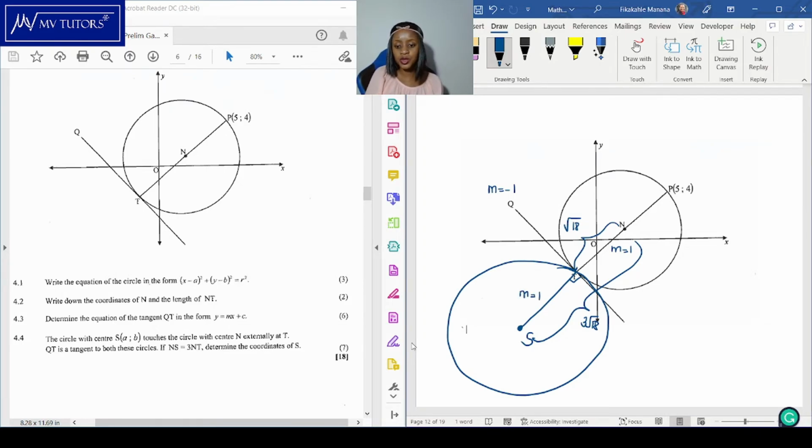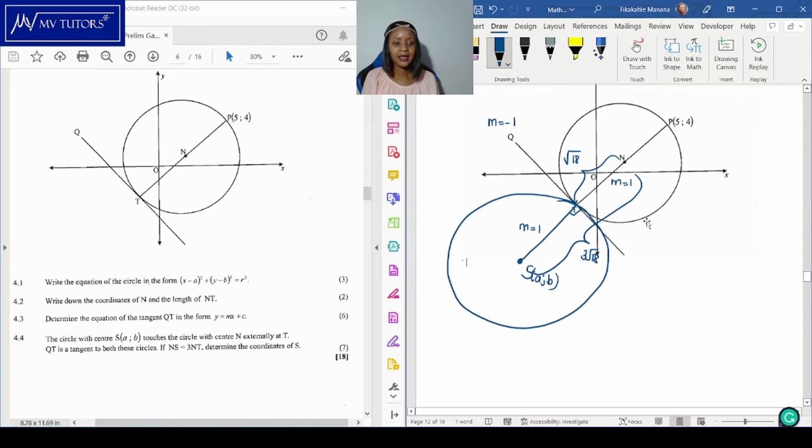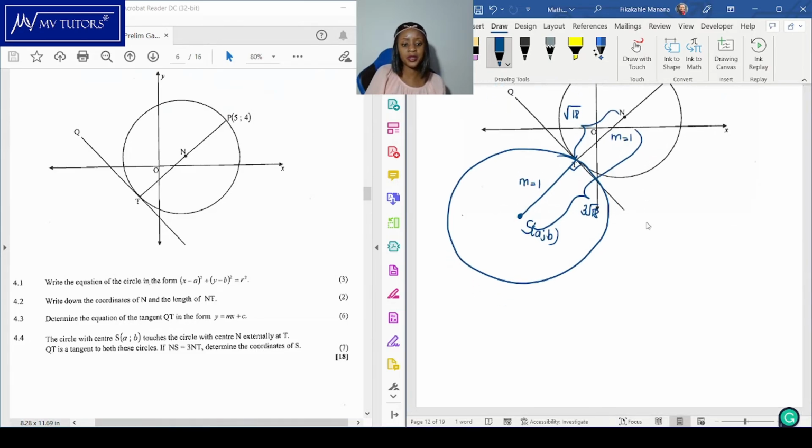So how are we going to determine the coordinates of S? How are we going to get a and b? Let's see, we have 2 unknowns, so we're going to need 2 equations. For the first equation, I'm going to use the distance formula. So the distance of TS: TS squared would be the value of x for T minus the value of x for S, squared, and the same thing, Ty minus Sy, squared.